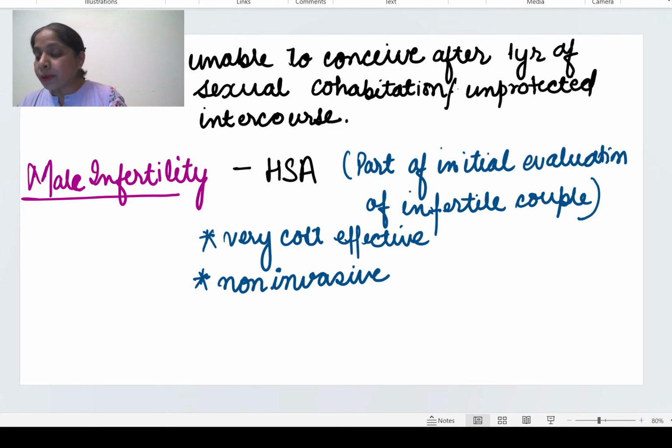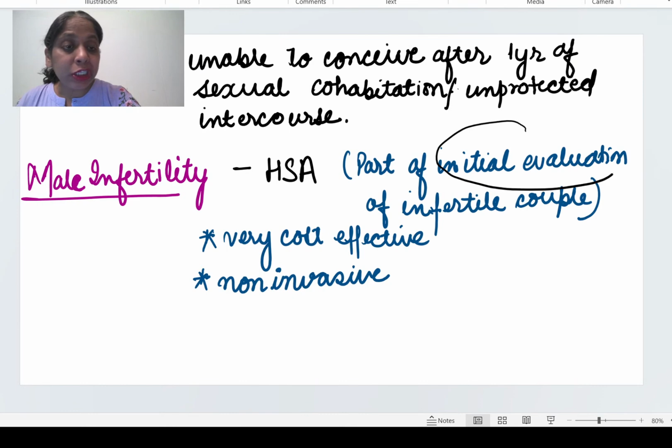It can be male infertility and female infertility both. The test to diagnose male infertility is semen analysis. Semen analysis is the main test which we do for the initial evaluation of the infertile couple.